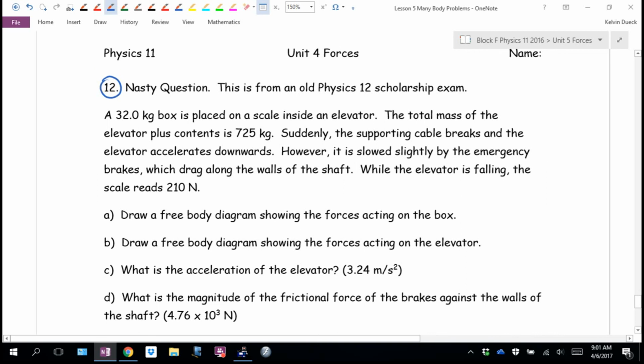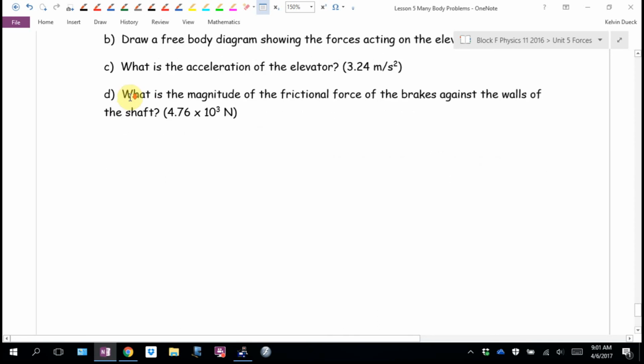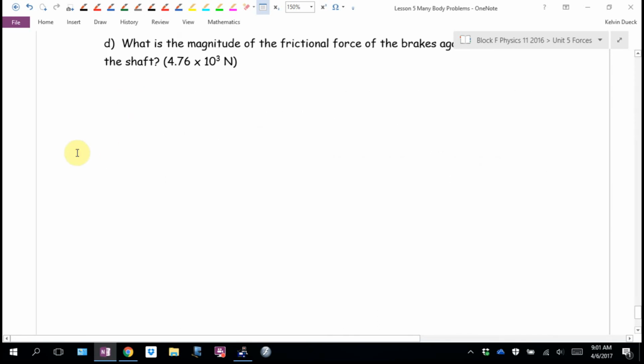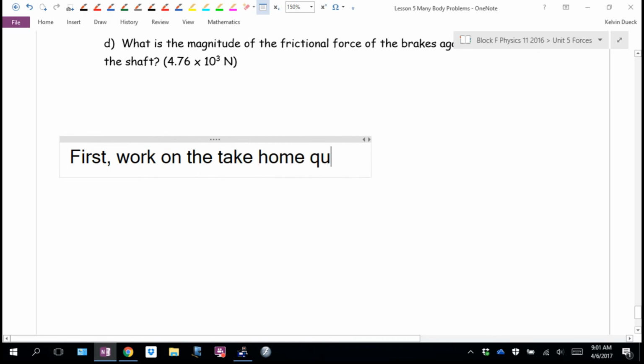Number 12, this is from an old Physics 12 scholarship exam. Again, I'm not going to give you one this tough, but if you want a challenge, if you want to see if you can figure out a nice puzzle, this is really a nice little puzzle. Here's your take-home quiz.